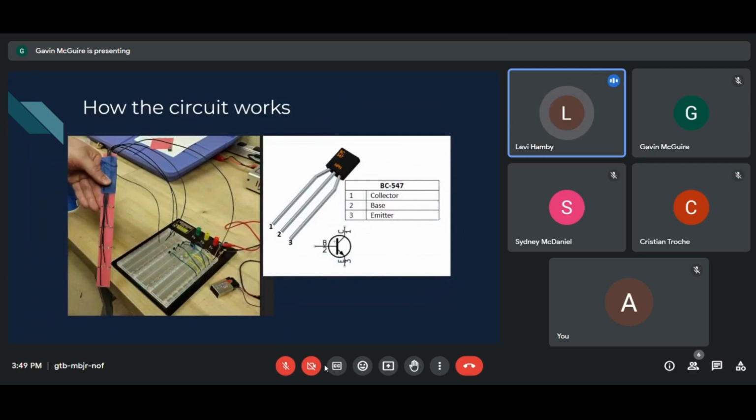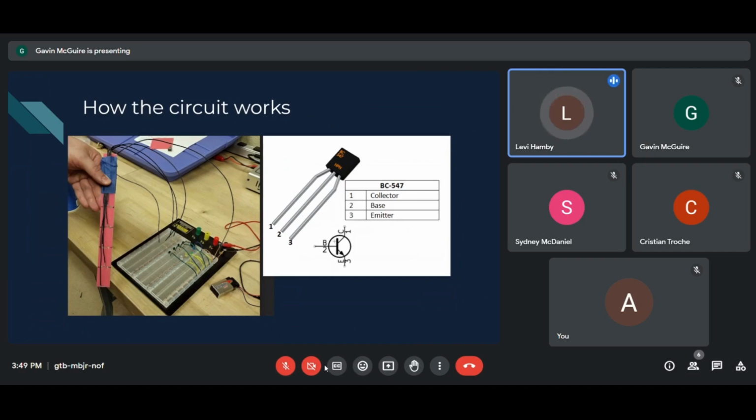So how our circuit works is, as I said, the most important part is the BC547 transistor, which acts like a gate for current. And how it works is it has 3 pins. The collector pin, which is usually connected to any elements of the circuit. We have the collector pin connected to one of the 300 ohm resistors, the LED, and a jumper wire to the positive terminal.